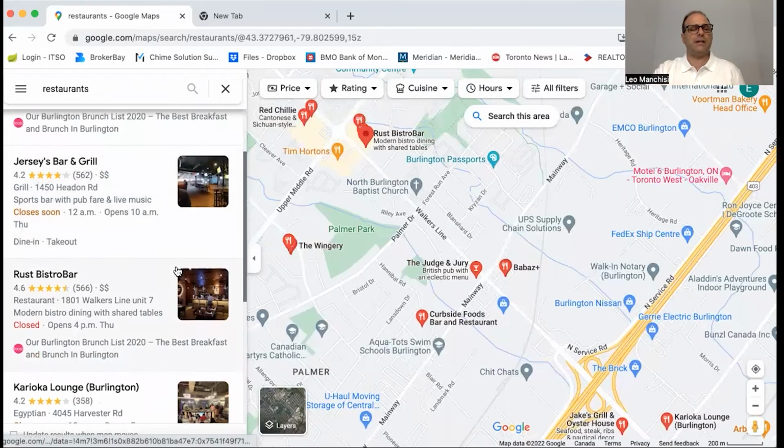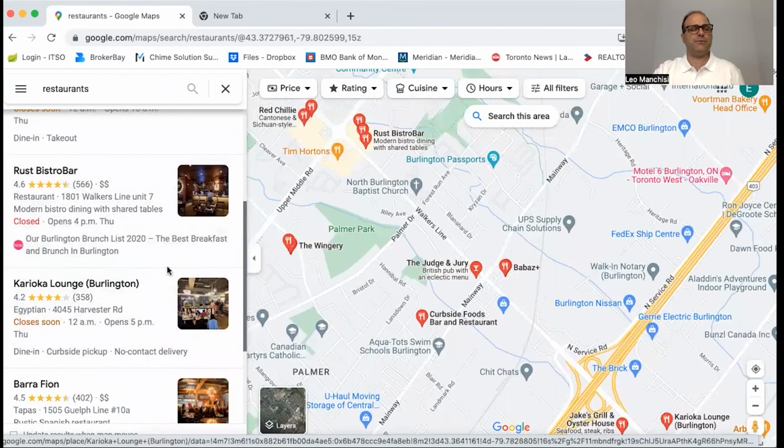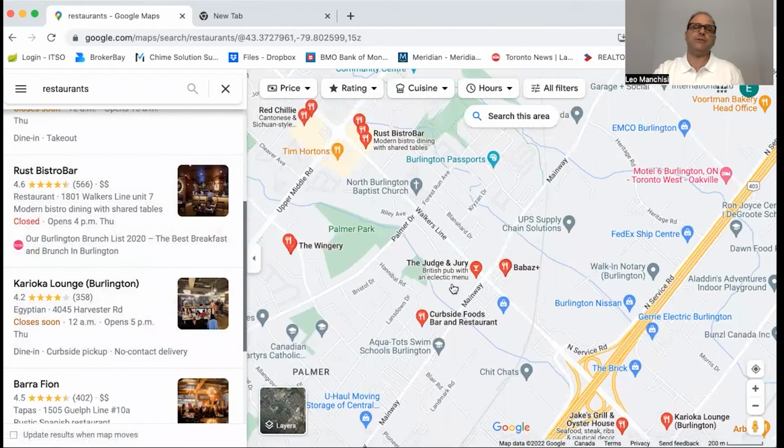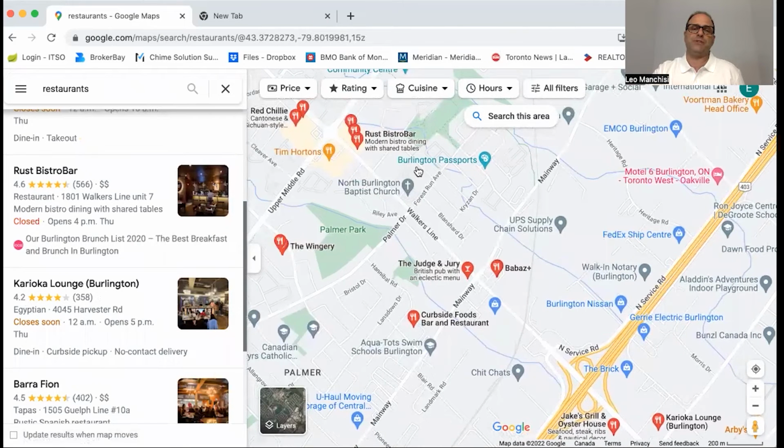What else do we got here? I've never been to Karaoke Lounge, but the Judge and Jury, I mean, it's really got some very good restaurants in this area. But you also got the Tin Cup over here as well. Really good eatery, great casual dining food and everything like that.